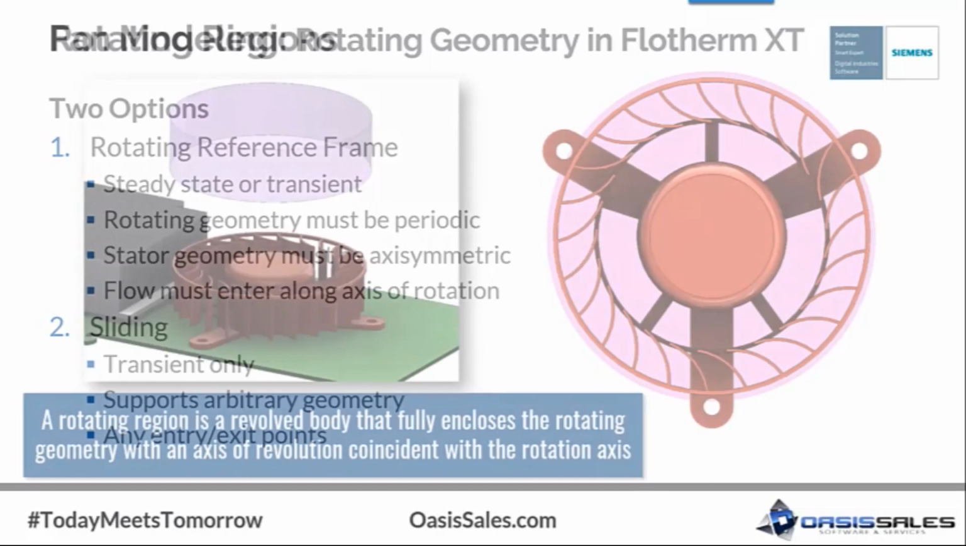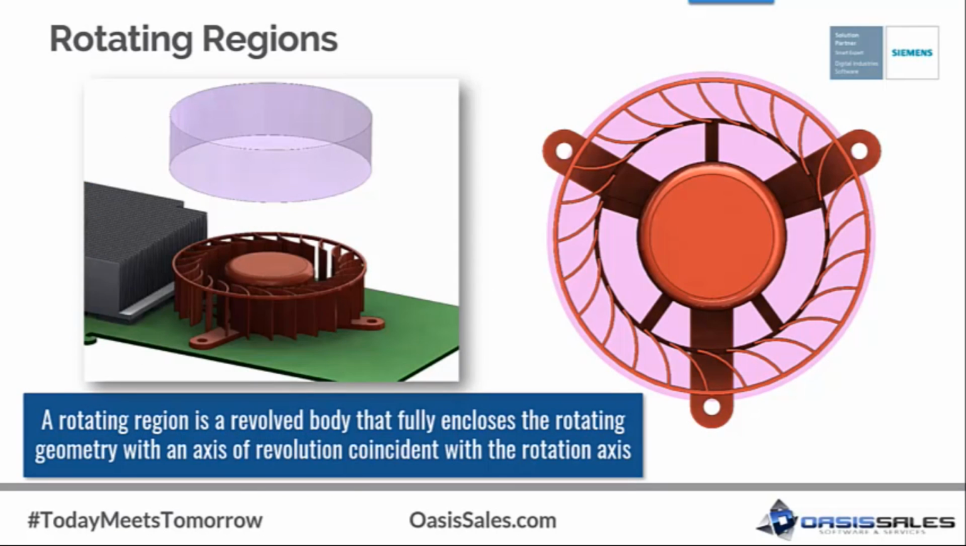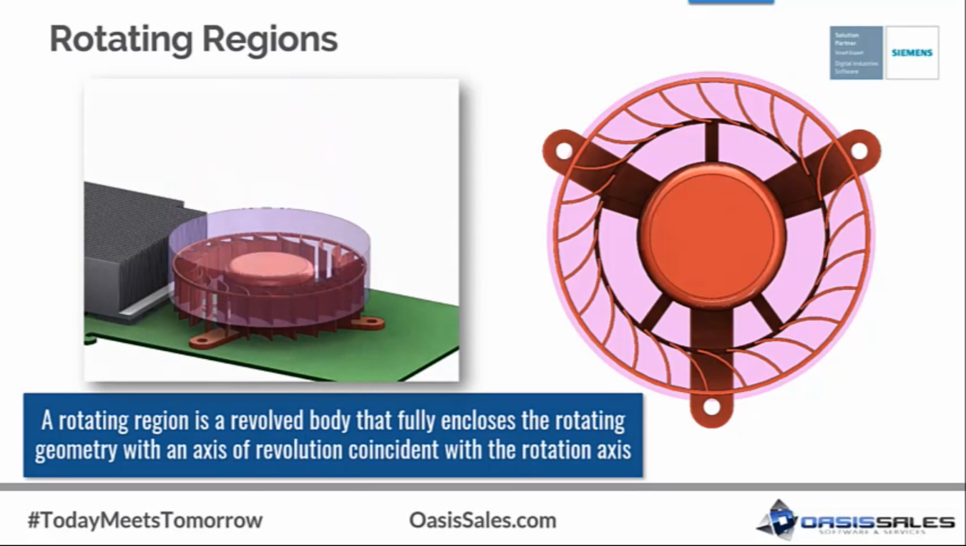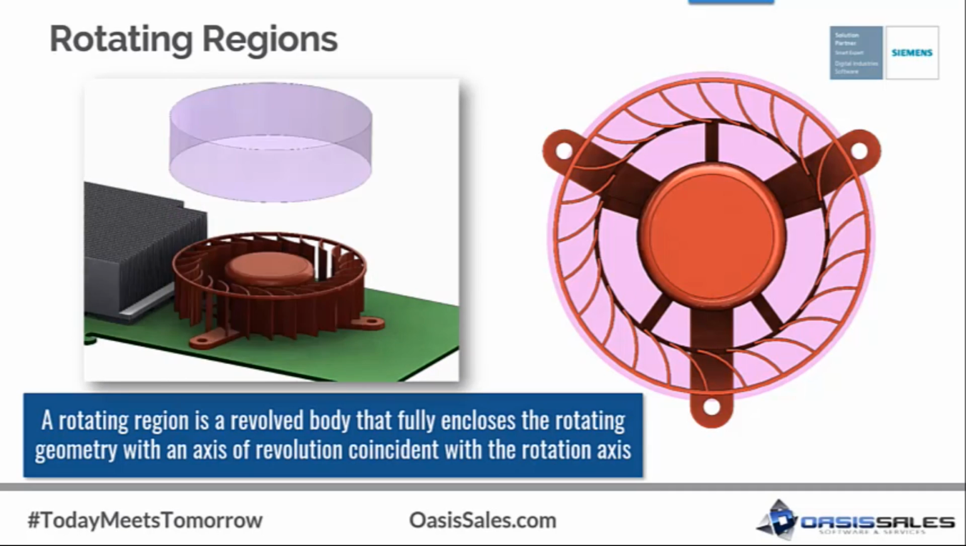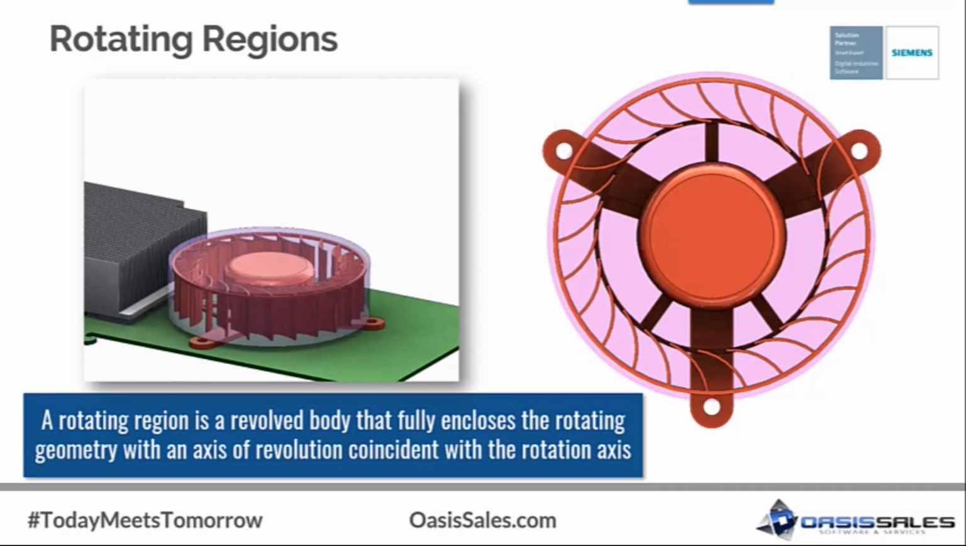Either method, the rotating reference frame or sliding, uses a rotating region to identify the axis of rotation and the geometry to be rotated. The region must be a revolved body like a cylinder with the axis of rotation aligned with the rotation axis of the geometry to be rotated.